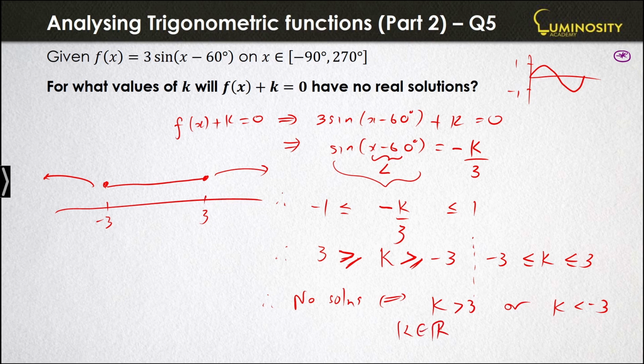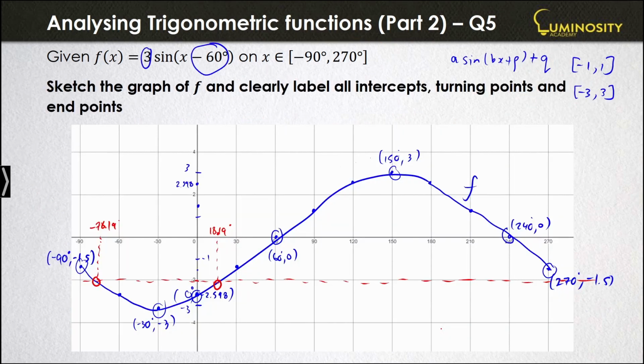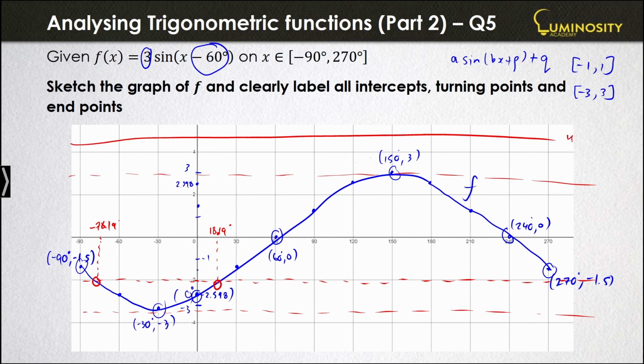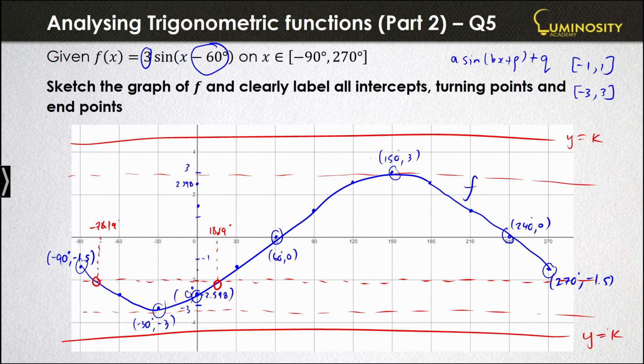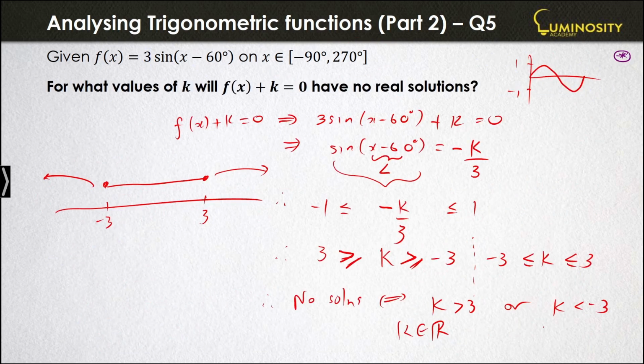Okay, so that's the algebraic proof. But if you just look at the graph, can you see that this graph here, the minimum value is negative 3 and the maximum value is positive 3. So if I draw straight lines y equals k here, can you see if it's above 3, it will not cut the graph. And if it's below negative 3, it will not cut the graph. So that's exactly what this algebraic statement is saying.